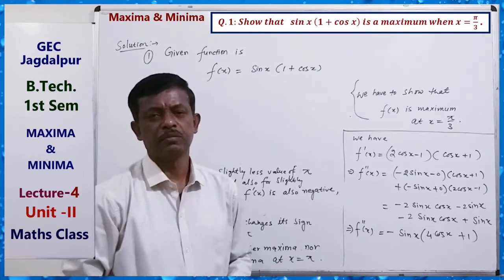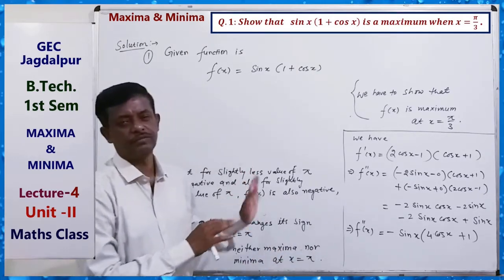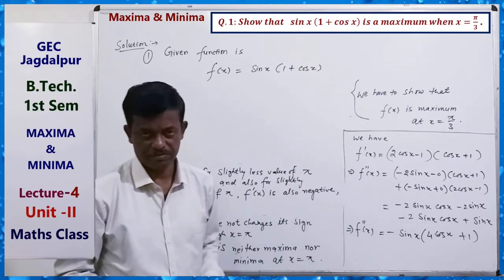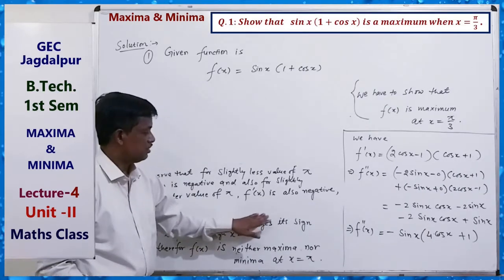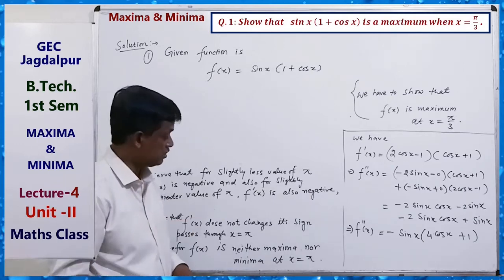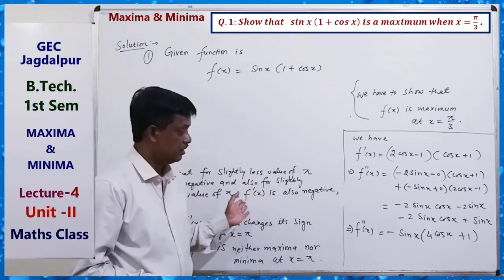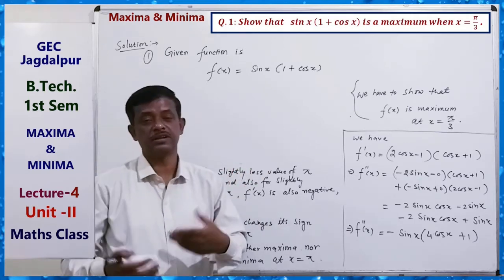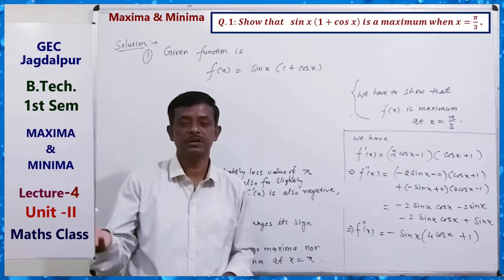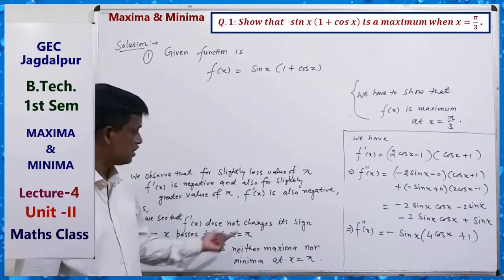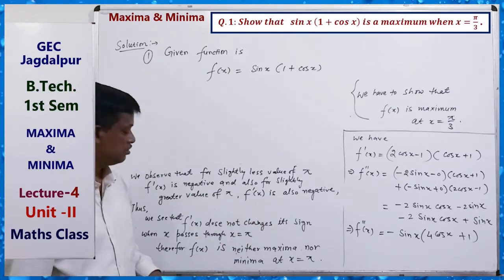So this is the process for deciding whether at a point the function is maximum or minimum. Okay. When the second derivative is 0, then you can try the first derivative test. If the sign changes, then you can decide whether maximum or minimum. But if the sign does not change, then neither maximum nor minimum at x equal to pi.